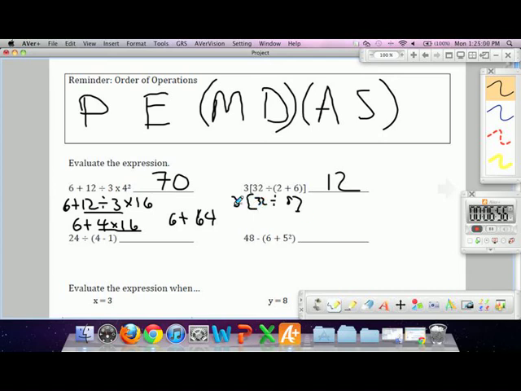Inside parentheses, so 4 minus 1 is 3. 24 divided by 3 is 8.